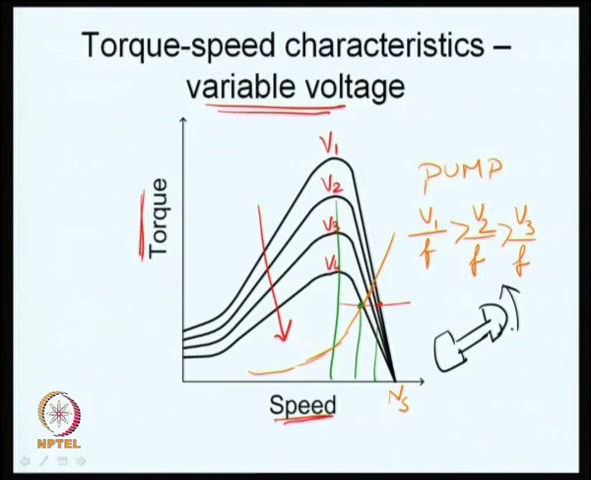At what speed does it revolve? It revolves at a speed which is directly proportional to the frequency. So, here what you are trying to do is you are not changing this frequency, but you are trying to change the slip. By changing the slip you are trying to vary the speed.